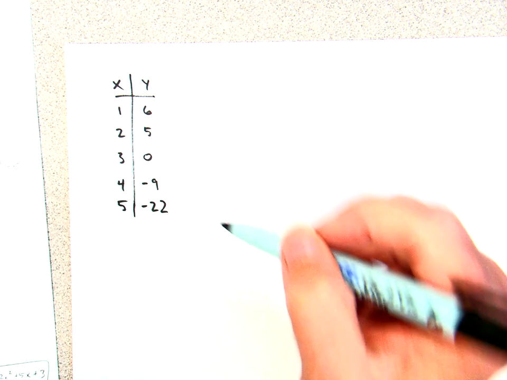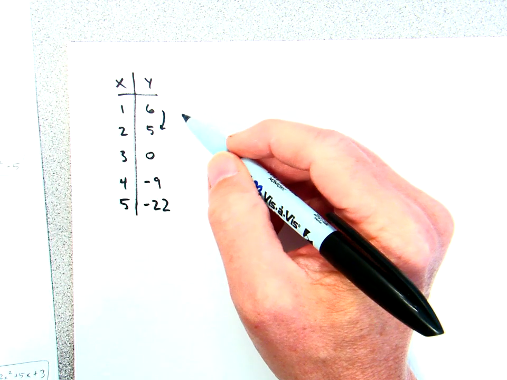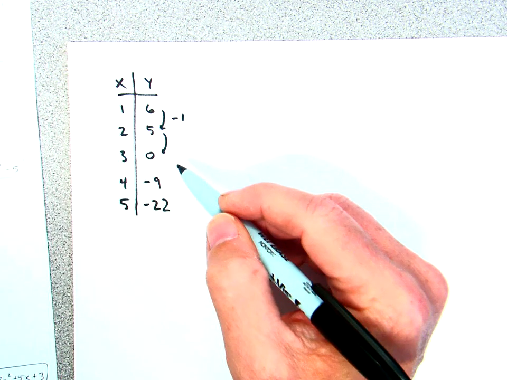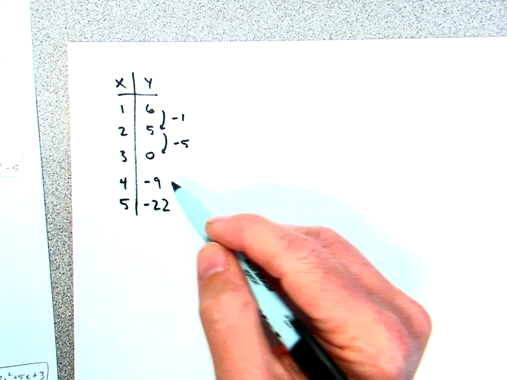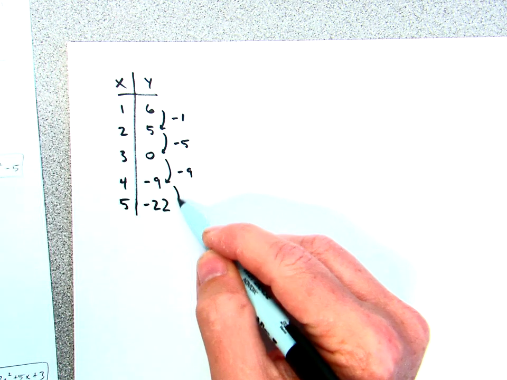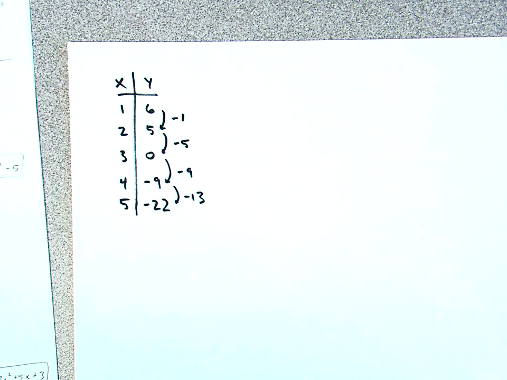I need to know the pattern. What can I do to 6 to make 5? I'm going to subtract 1. What can I do to make 5 into a 0? Subtract 5. What can I do to make a 0 into a 9? Subtract 9. Negative 9 minus 13 is 22.